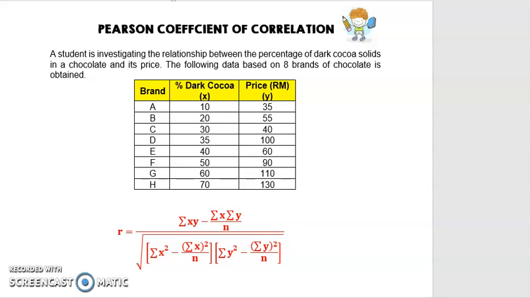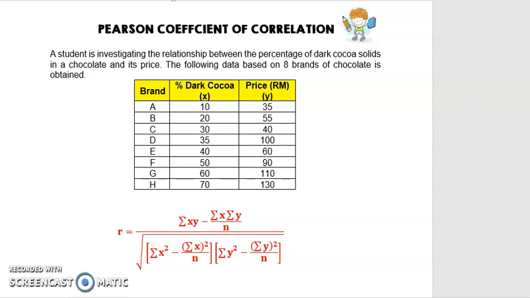Okay, in this video, we're going to learn how to calculate the Pearson coefficient of correlation. Before this, we used a scatter plot to detect or determine the relationship that exists between the independent variable and the dependent variable. Okay, now let's look at this data.